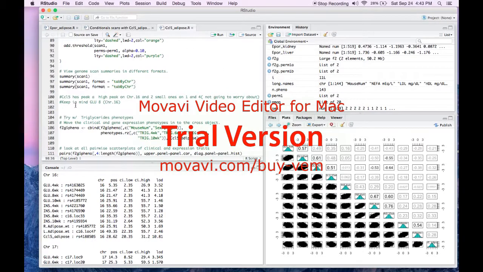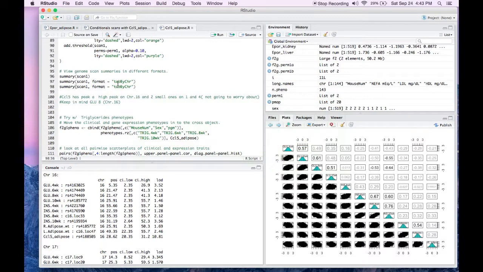We also looked at triglyceride levels when we were doing the genome scans, but it's basically the same thing, except where I put insulin and glucose into the cross object, I put triglycerides.